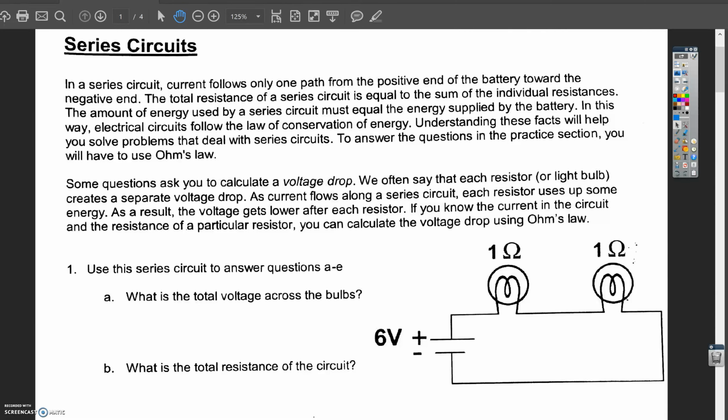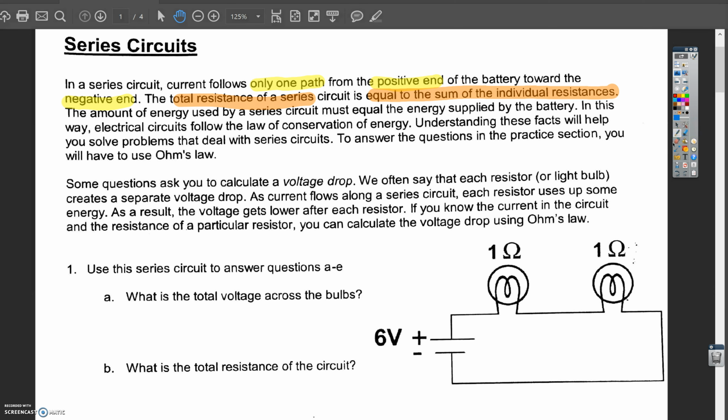Alright, in this video I'm going to review how to calculate different portions of your series circuits. So to review some stuff that you should highlight in your worksheet, in a series circuit, current follows only one path from the positive end of a battery towards the negative end. And the total resistance, I'm going to use a different color, the total resistance is equal to the sum of the individual resistances. And the amount of energy used by the series circuits must equal the energy supplied by the battery. So energy is always conserved.